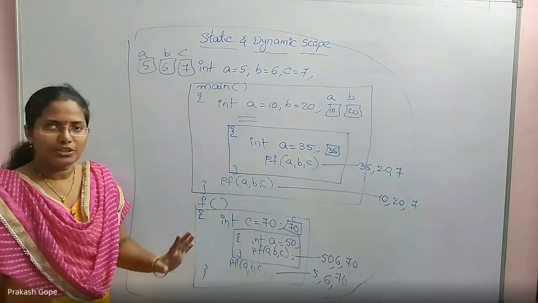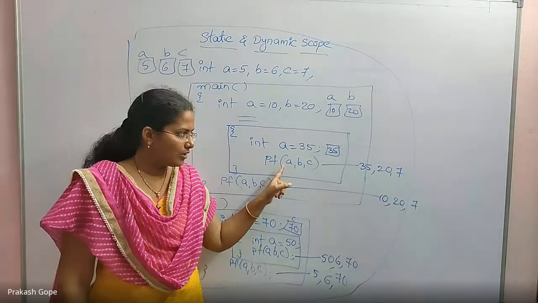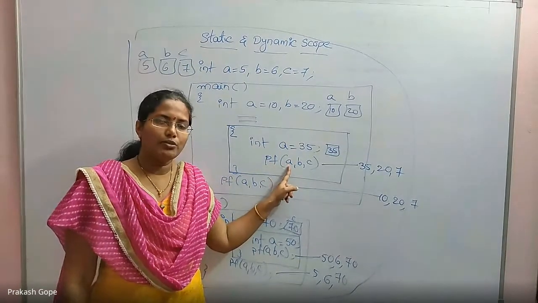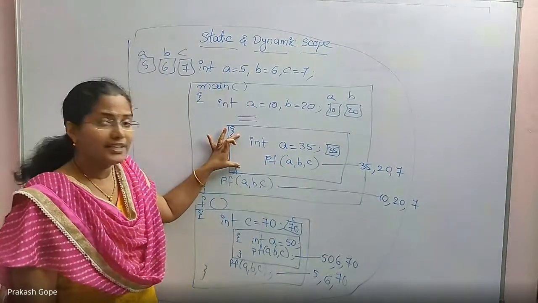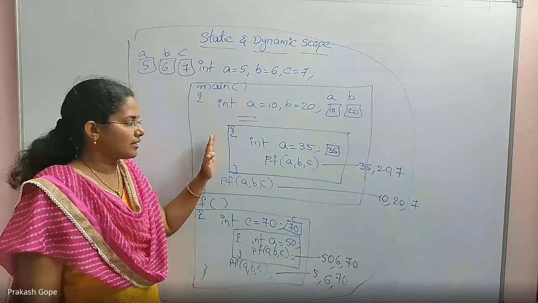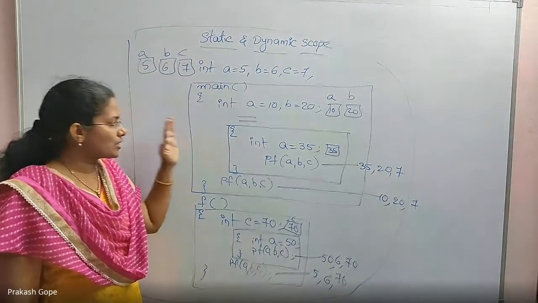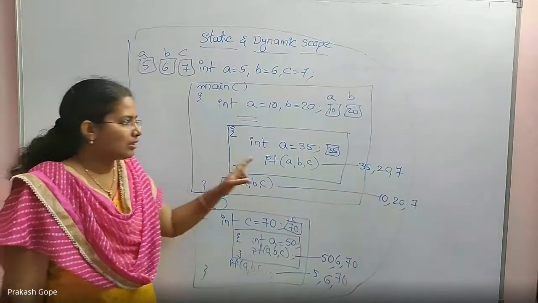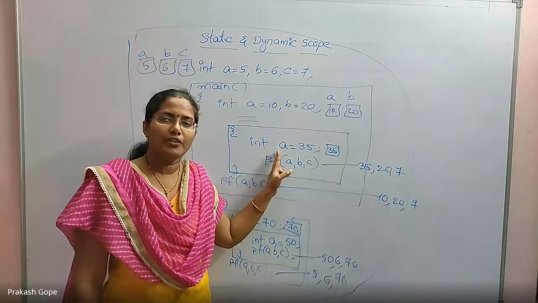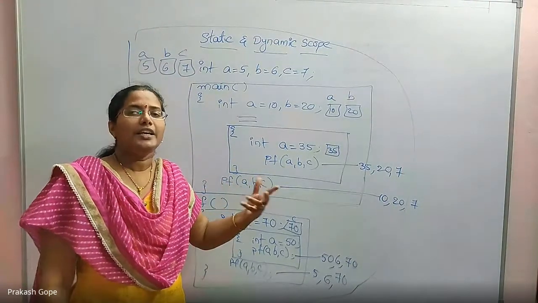Static scope says whenever you are accessing a variable, first it will try to access the variable which is declared in that block. If it is not present over there, it will try to access the outer block's variable. If it is not present there also, its outer block's variable. Which means if you access a variable, it is trying to access the locally declared variable. If it is not present there, it will try to access the variable in its nearest enclosing block.